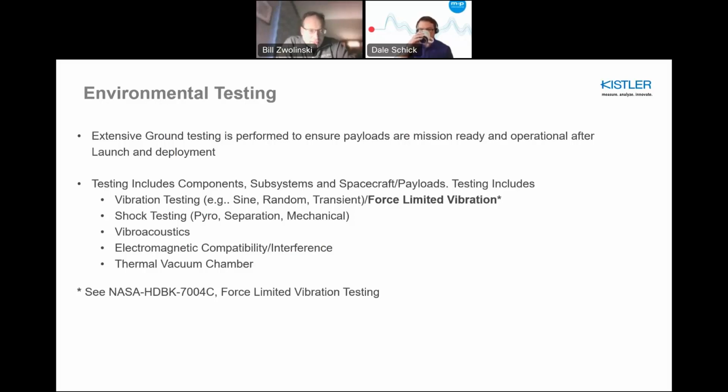So the whole area of environmental testing is very important in ground test, to ensure that you have an operational ready satellite. Considerations in testing include components, subsystems, payloads, and spacecraft. So you're looking at several types of vibration testing, whether it be sine, random, transient, modal analysis, force limited vibration, shock testing, vibroacoustics, electromagnetic, as well as thermal vac testing.